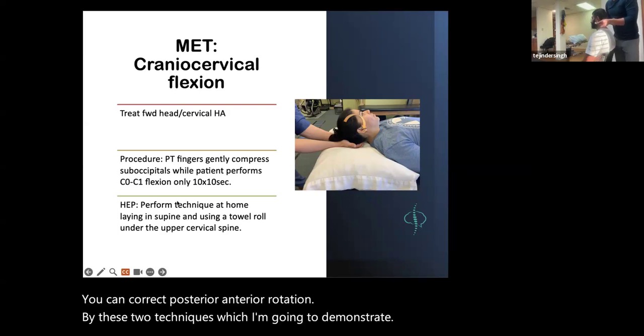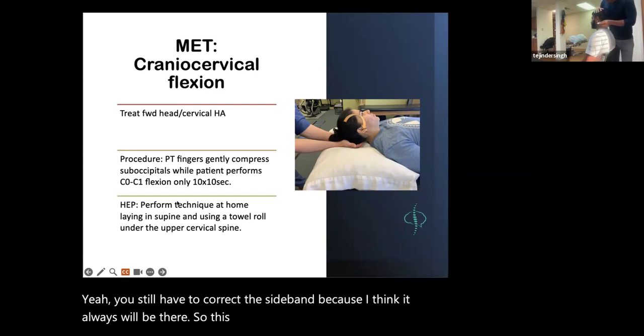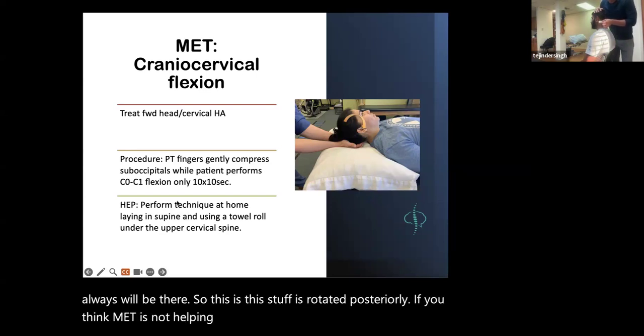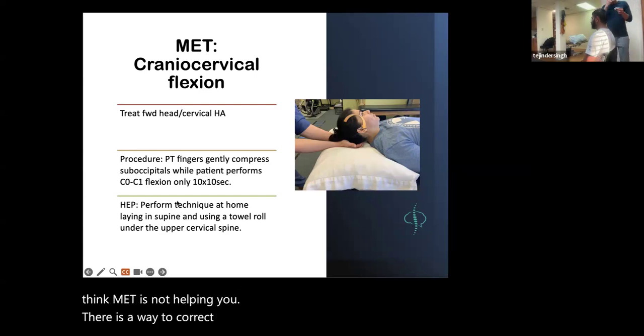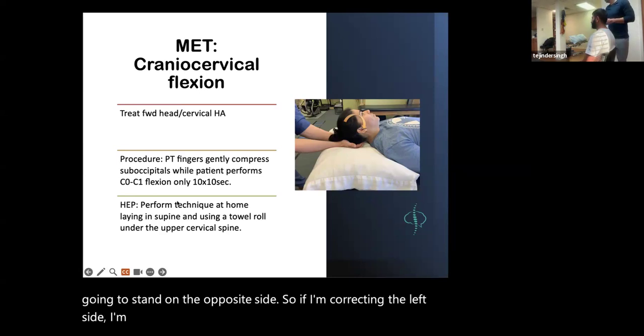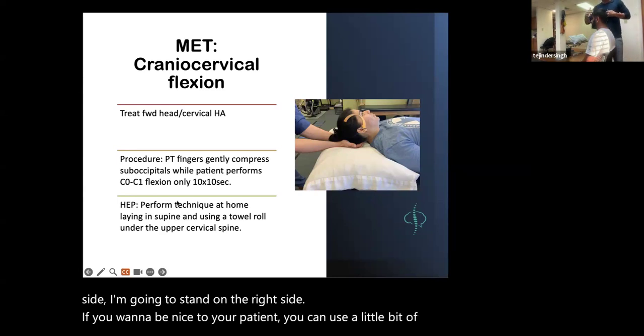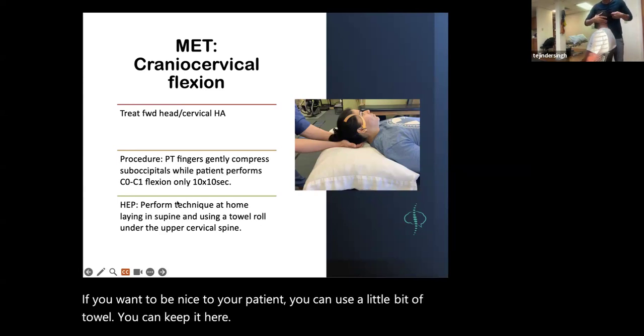Okay. You still have to correct the side bend because I think it always will be there. So this stuff is rotated posteriorly. If you think MET is not helping you, there is a way to correct this. Okay. What you're going to do is you're going to stand on the opposite side. So if I'm correcting the left side, I'm going to stand on the right side. Okay. And if you want to be nice to your patient, you can use a little bit of towel. You can keep it here and ask the patient to rest on the towel.